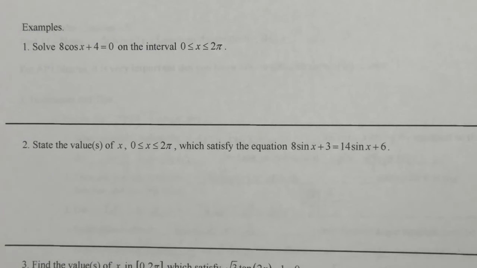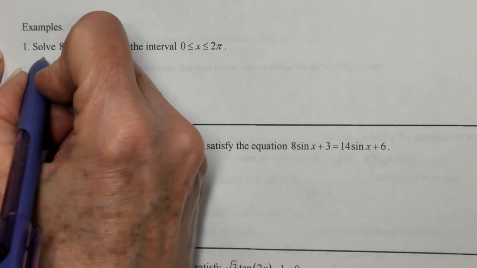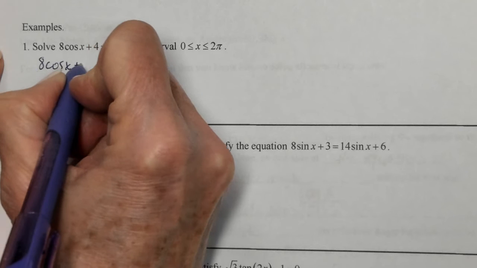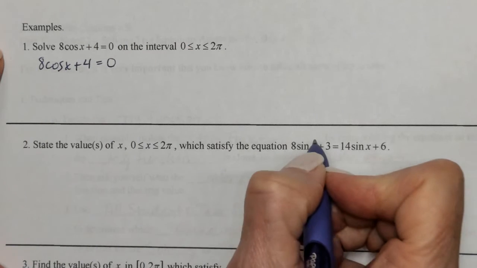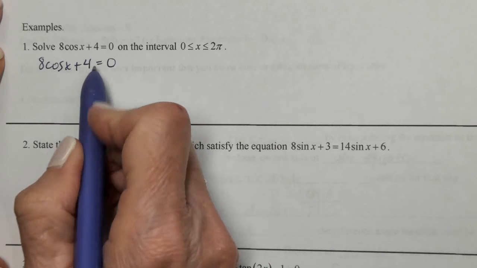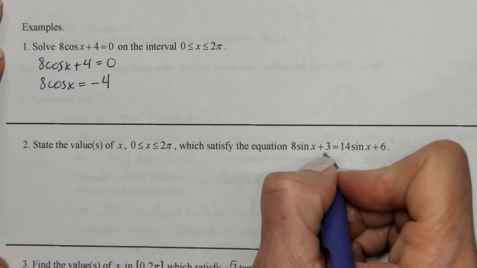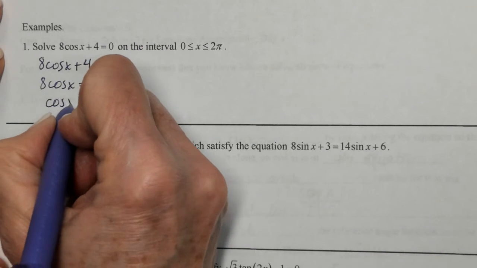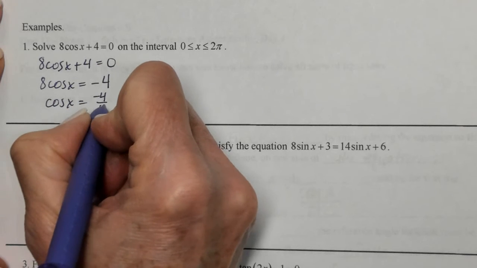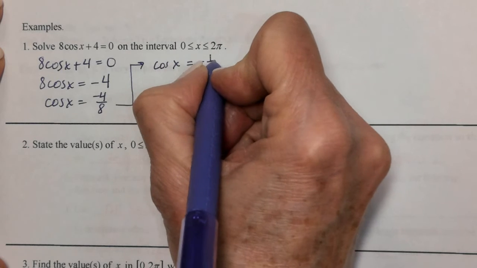let us do some examples. So example 1, we're going to solve 8 cosine x plus 4 is equal to 0 from 0 to 2 pi. So I take my 8 cosine x plus 4 is equal to 0, and I'm going to isolate the trig function. So I'm going to move the 4 to the right, subtract it over, divide both sides by 8. This gives me cosine x is equal to negative 1/2.